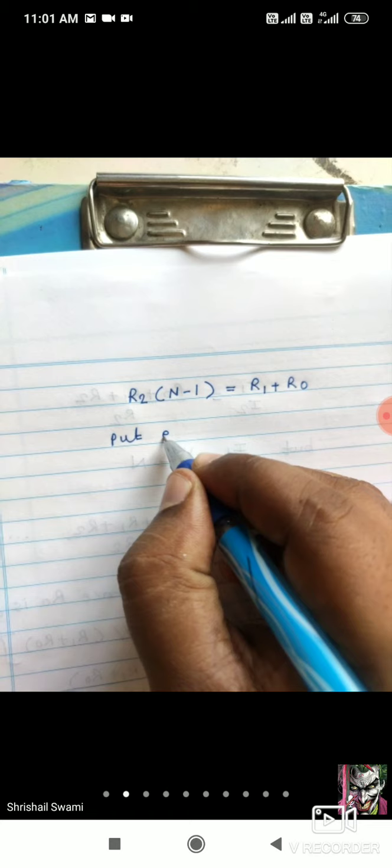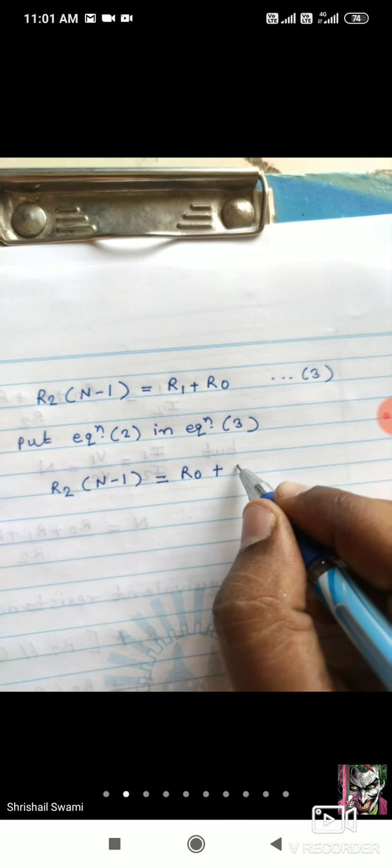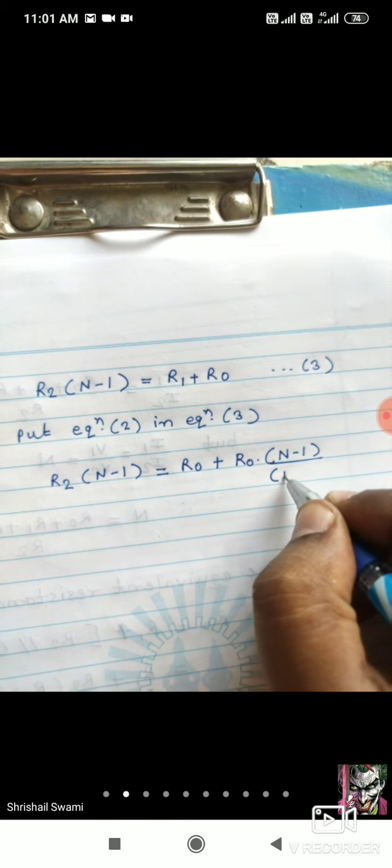Understood? Now put equation number 2, I call this equation number 3. Put equation number 2 in equation number 3, means replace R1. So the left hand side stays as it is, R2 into n minus 1, equal to R0 as it is, plus R1 replaced like this, that is R0 into n minus 1 divided by n plus 1. So this is equation number 2.